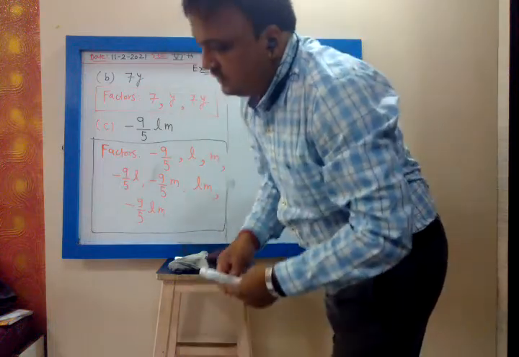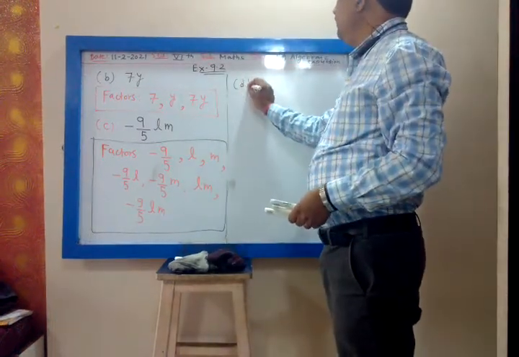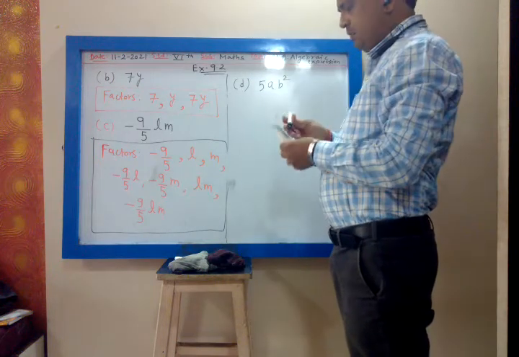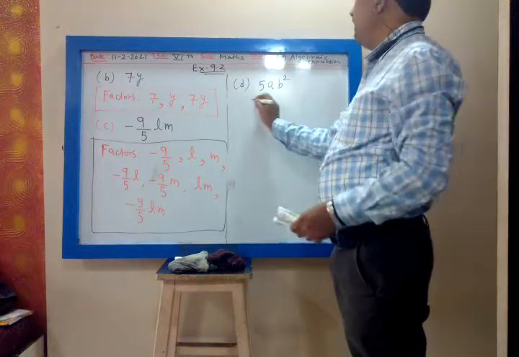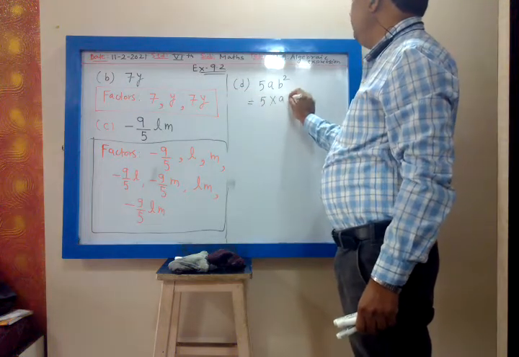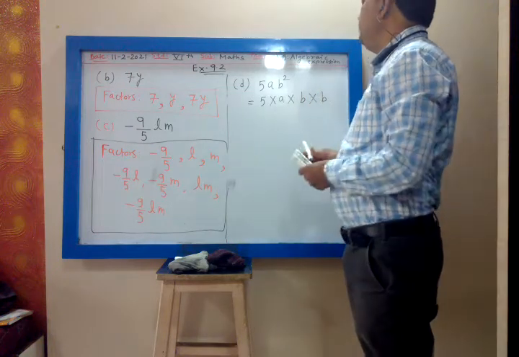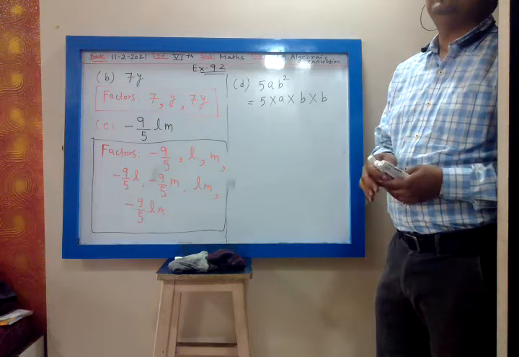Then fourth is D, 5ab square. I can write 5 into a into b square. B square, I can write b into b. Are you getting? So there are four terms in this.